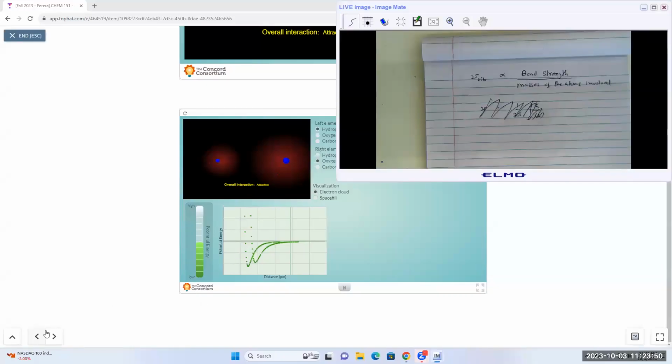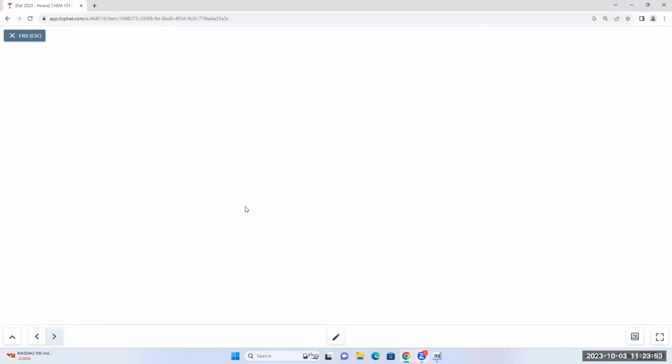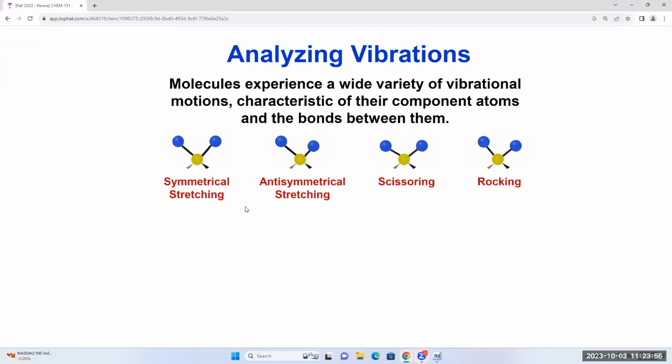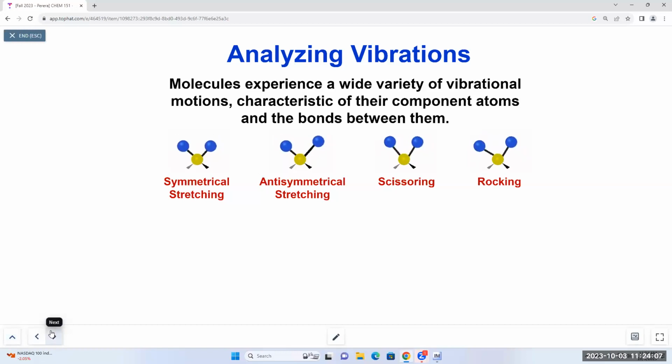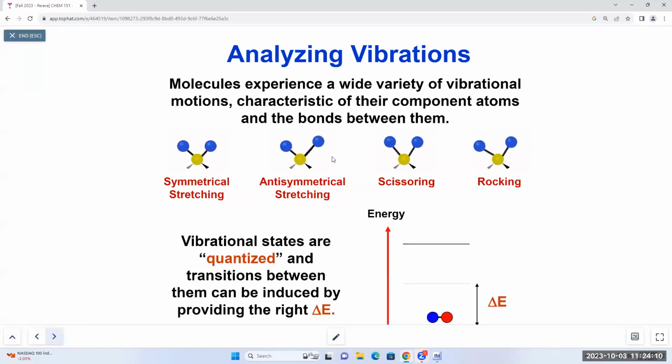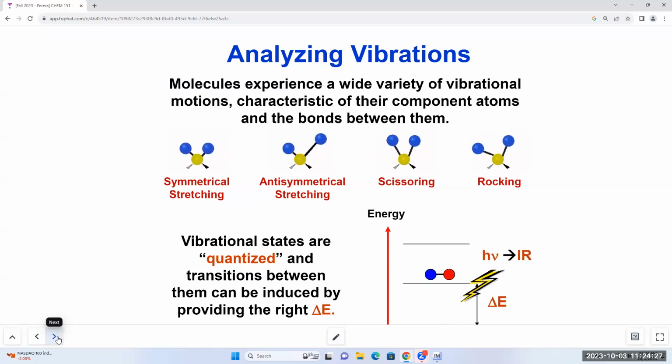Let me actually use the slideshow now, which is better. So you know that bonds have different vibrational modes, vibration states. What we can do is use infrared radiation to induce vibrational transitions. The vibrational energy states are quantized just like electronic energy states, and those energy gaps fall within the infrared radiation energies. As a result, when we expose the molecules to infrared radiation, we can induce vibrational transitions in the molecules.